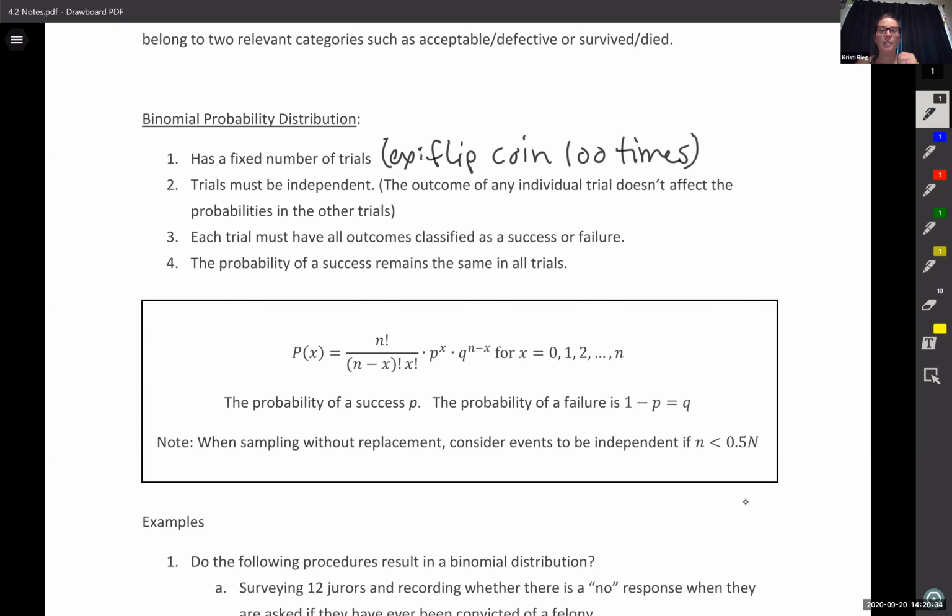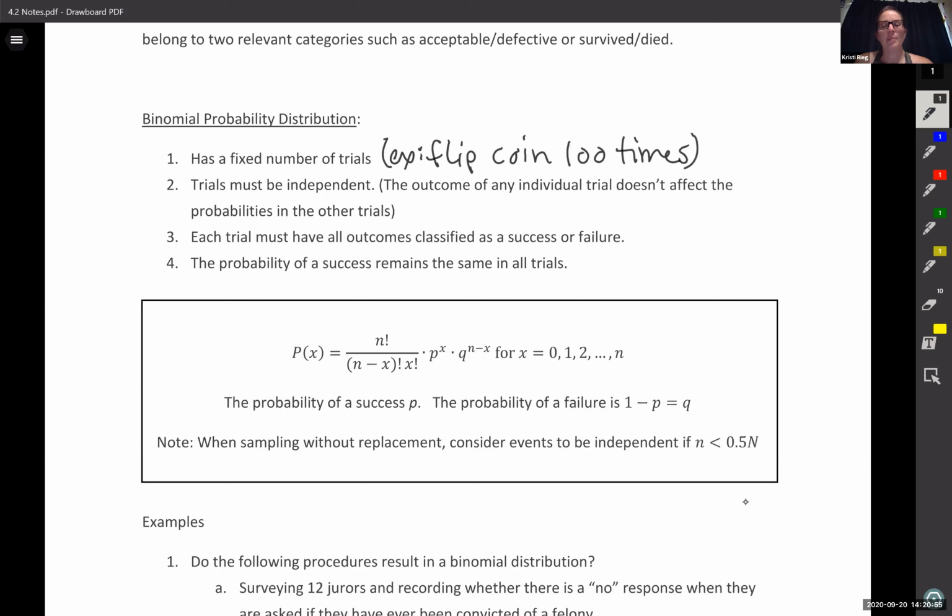Okay, the trials must be independent. If I flip a coin and I land on heads, and then I flip the coin again, that second flip doesn't care what the first one landed on. It has its own answer. It's going to land on its own side, whatever it is. So that's what it means by the trials are independent. The first one does not affect the second one.